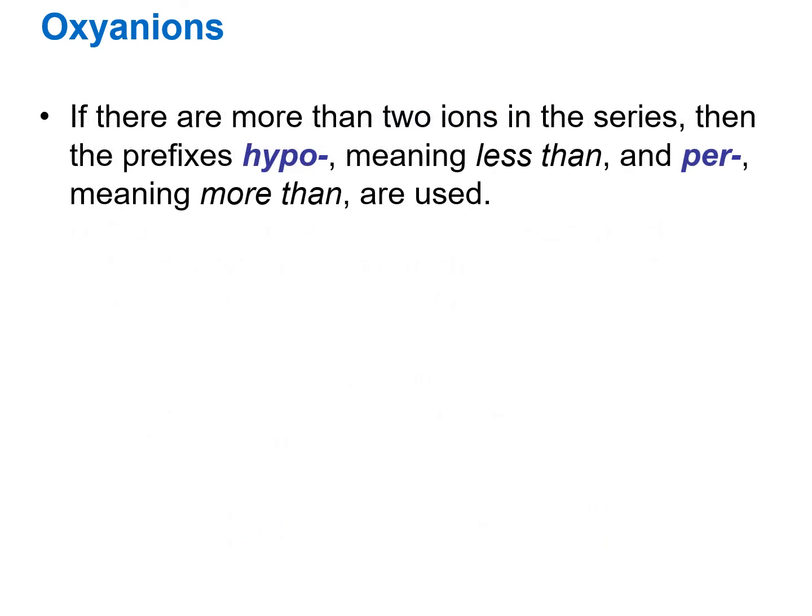Now with oxyanions, it is entirely possible that you have more than two in a series. In fact, you could have four in a series. And we see this with the halogens. The halogens have these oxyanions that come in a series. And what happens when you have that? Well, you don't just say -ite and -ate, you add a prefix. You keep the -ite and the -ate, but you have to add a prefix to note that you're dealing with something that has fewer than fewer, or greater than more. So let's take a look at what I'm talking about.